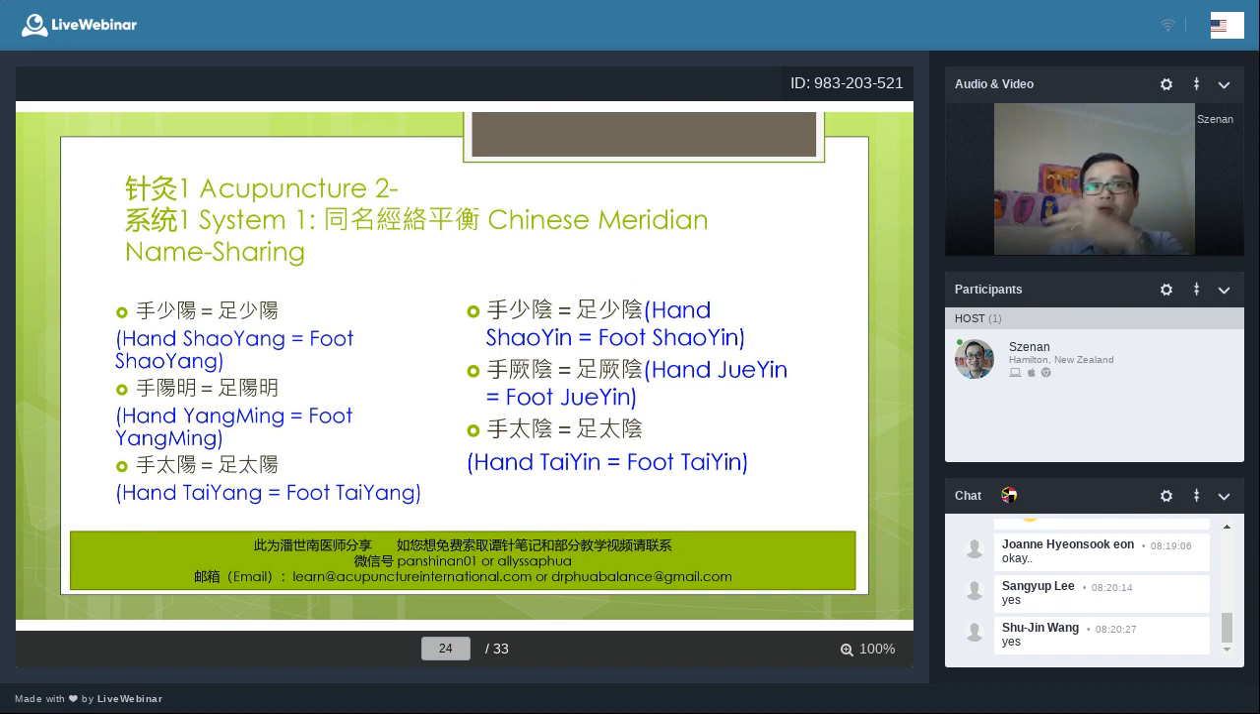Again, this is on Acupuncture 2, Step 2, System 1. On Step 2, Acupuncture 2, we have 6 different systems. We're going to introduce 2 different systems tonight.